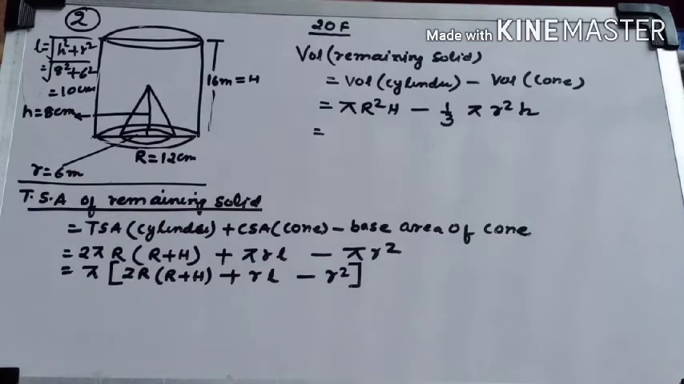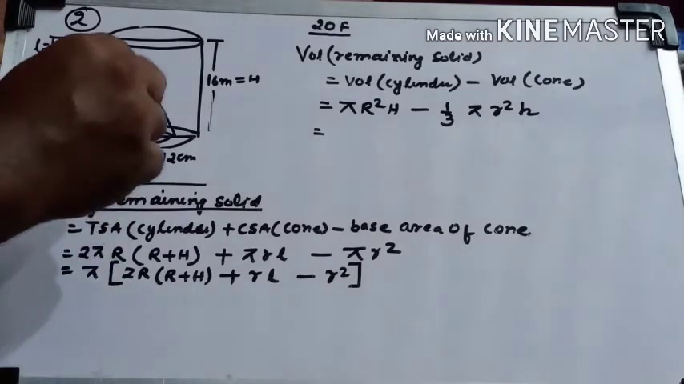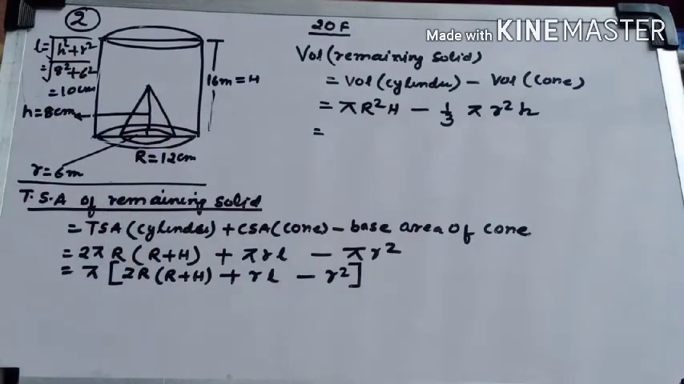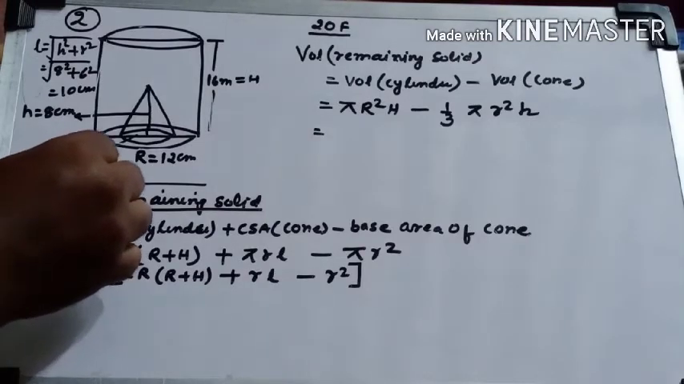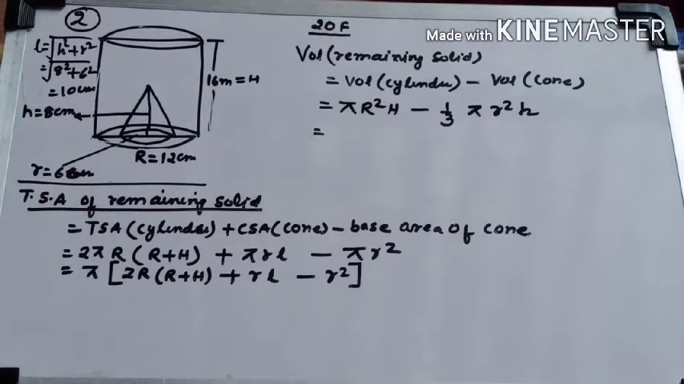What is given? A conical cavity is cut. So conical cavity is drawn here. Conical cavity radius is given 6 centimeter, and its height is given as 8 centimeter. So since radius and height is known, we'll find out its slant height also. Slant height formula is square root of h square plus r square, that is equal to 8 square plus 6 square, that is equal to 100, and square root of 100 will come out as 10.